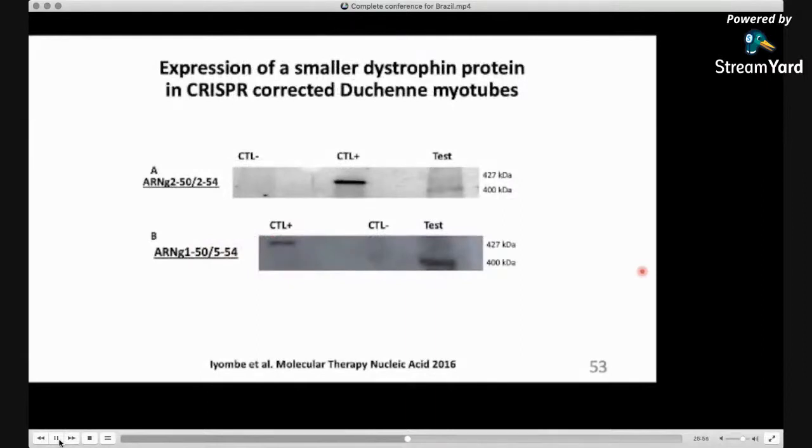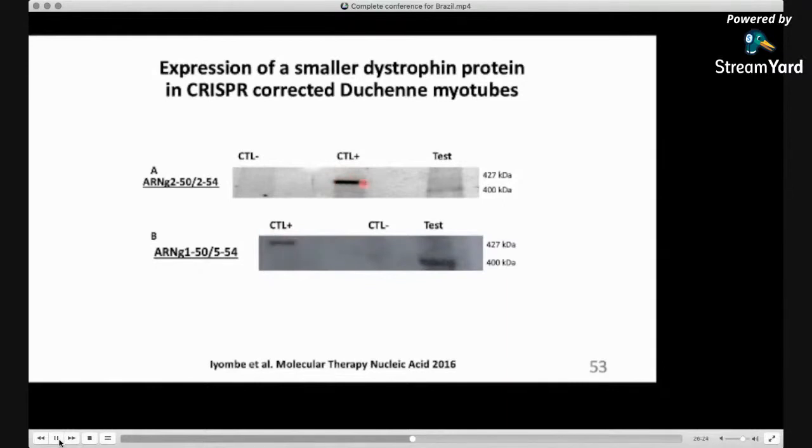The myoblasts of this Duchenne patient, having a deletion of exons 51 to 53, are fused together to form small muscle fibers in culture called myotubes. In fact, these muscle fibers do not express dystrophin because this is a Duchenne patient. However, the myoblasts of a healthy human, when they fuse together, form small myotubes and they do express dystrophin, as can be seen here in this Western blot.